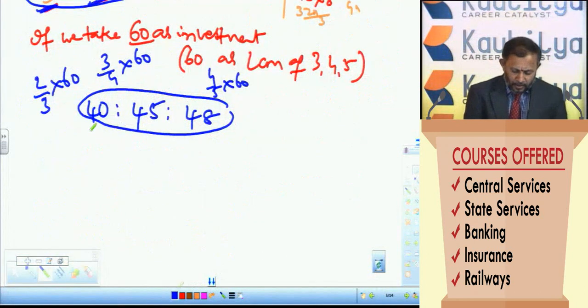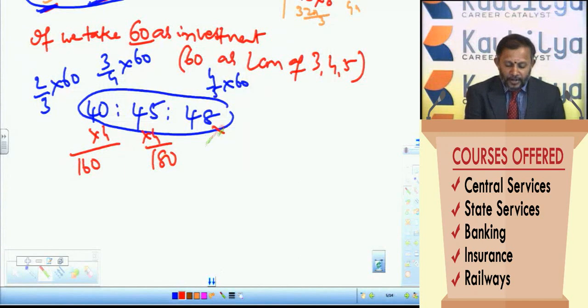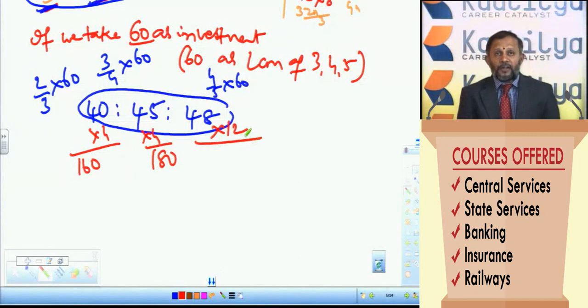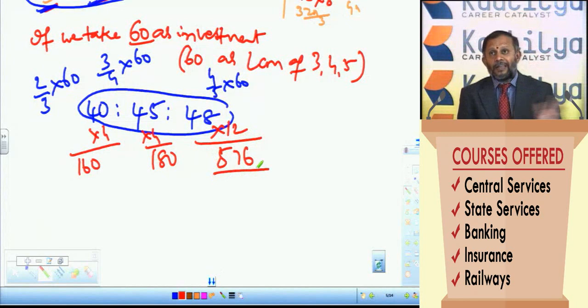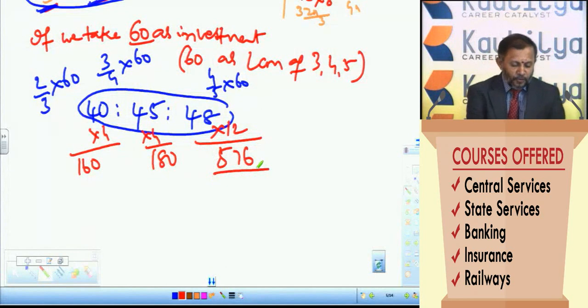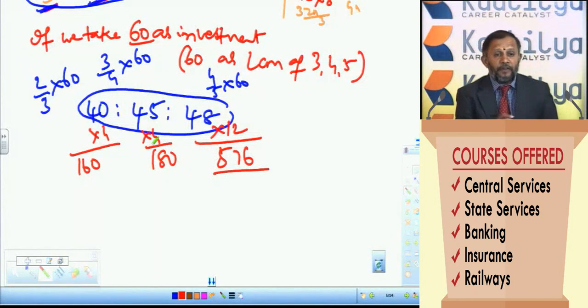So we can take 40 into 4, that is 160, 45 into 4, that is 180, and of course 48 into 12, that remains constant because there is no change in the investment of C, right? So 576, that is the total value of C for the entire year. But the investments of A and B remain constant for the first 4 months only. So 40 into 4, 160, and 45 into 4, 180.